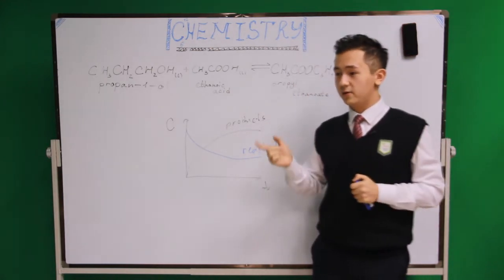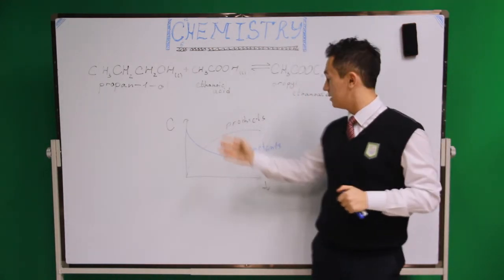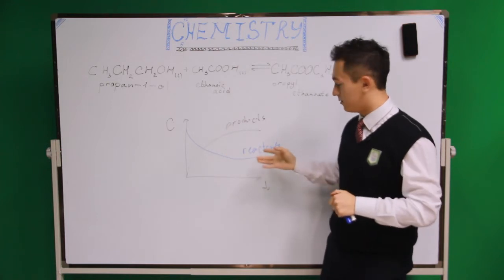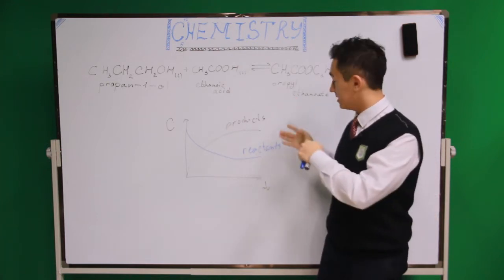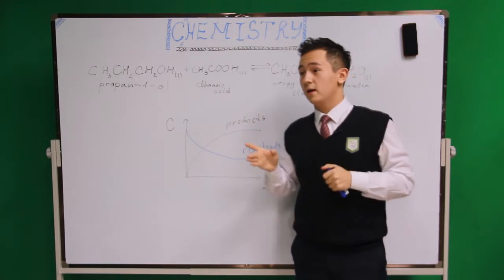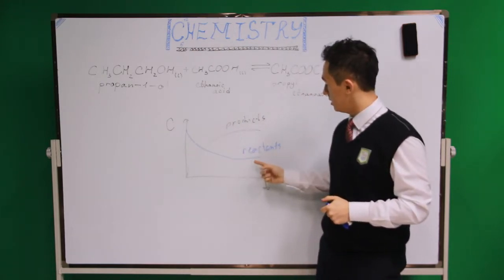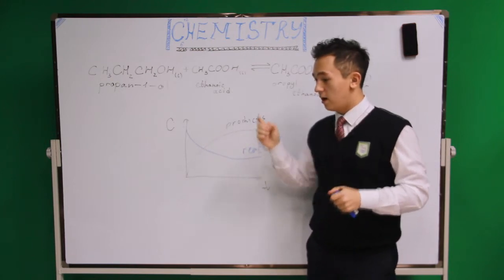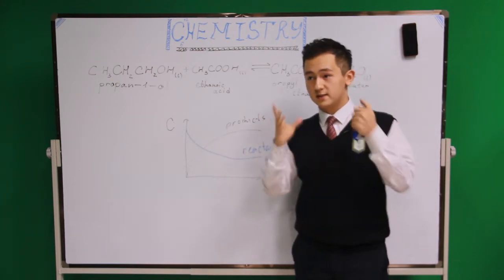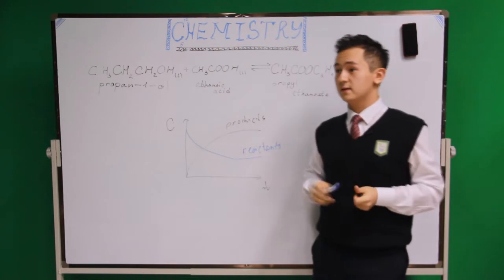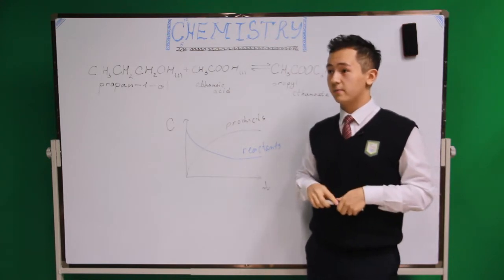Dynamic equilibrium occurs when the rate of reactants and the rate of products are same. So forward reaction, this reaction, and backward reactions are opposite and they are same. In this case, we reach the dynamic equilibrium.